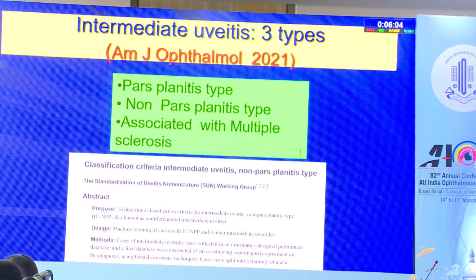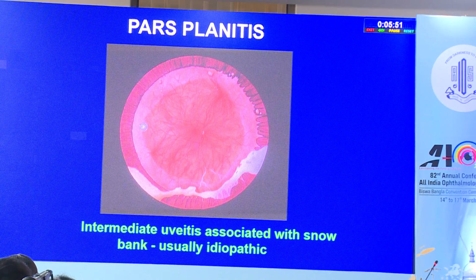The SUN working group in 2021 divided intermediate uveitis into 3 types: pars planitis type, non-pars planitis type, and associated with multiple sclerosis. And this is a pars planitis type. You can see the snow banking, usually an idiopathic disease.